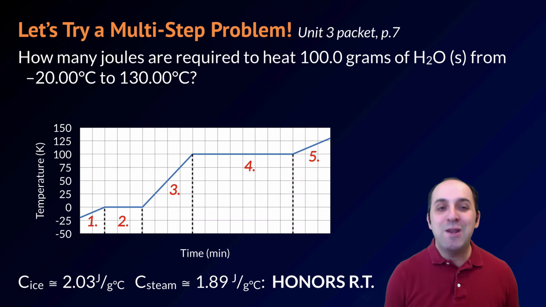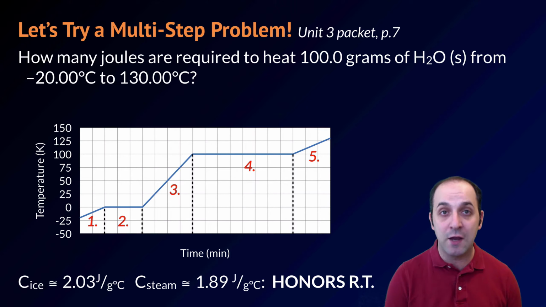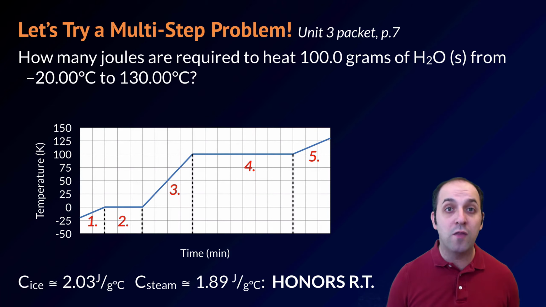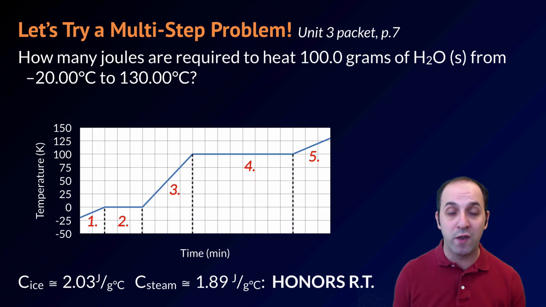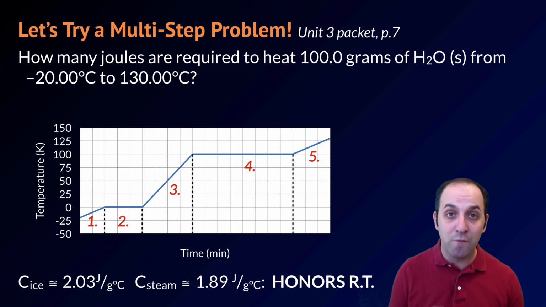Here it is. How many joules are required to heat 100 grams of water from negative 20 degrees Celsius to 130 degrees Celsius? What I've done here is I've represented this as a heating curve. And that's my first step of advice to you anytime you have to deal with a multi-step heating or cooling problem. Always take a moment and sketch out what that curve is going to look like. It might look like this one if you're starting below the melting point and you want to wind up above the boiling point, or it might not. Maybe we only want to start below the boiling point and wind up above the boiling point, for instance. But in this case, we have to go through 5 different segments on our heating curve.